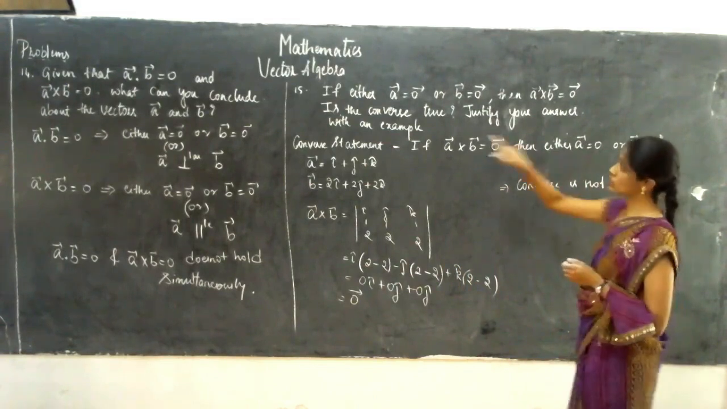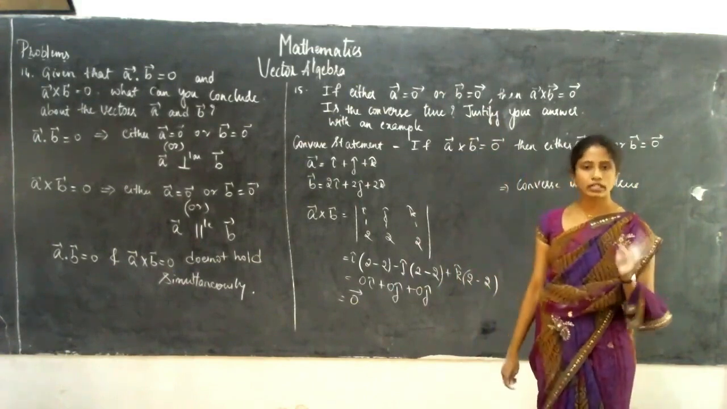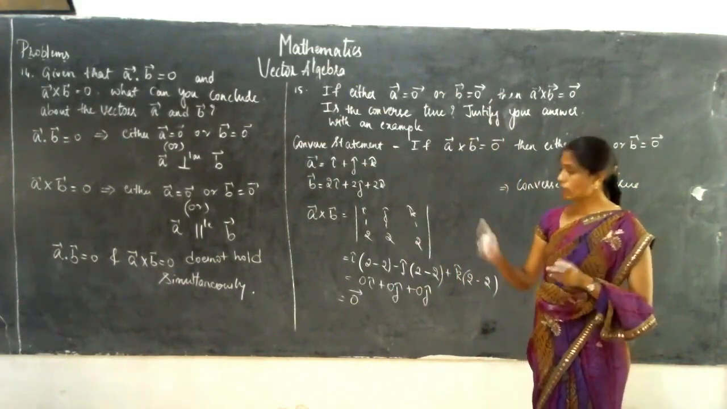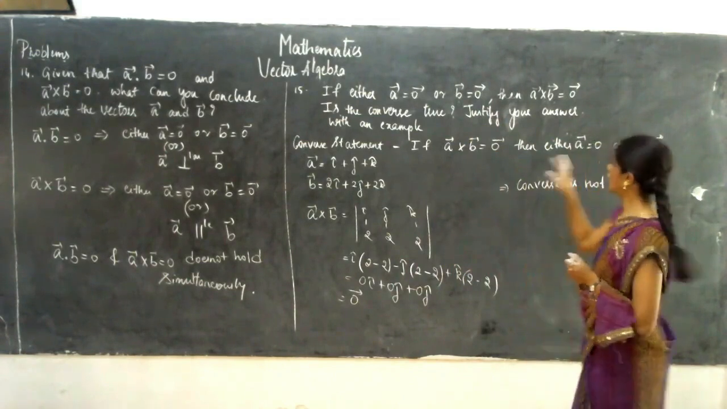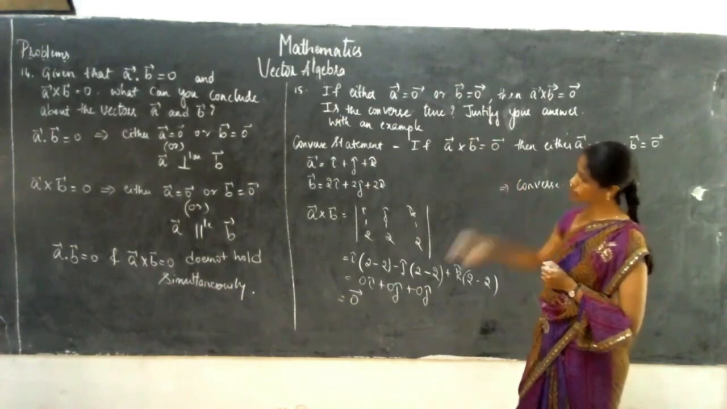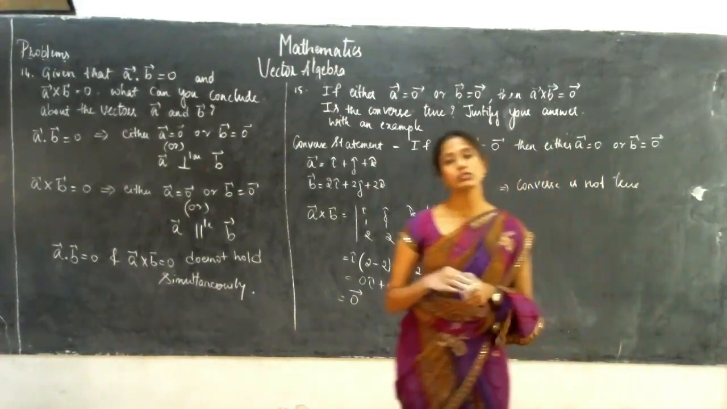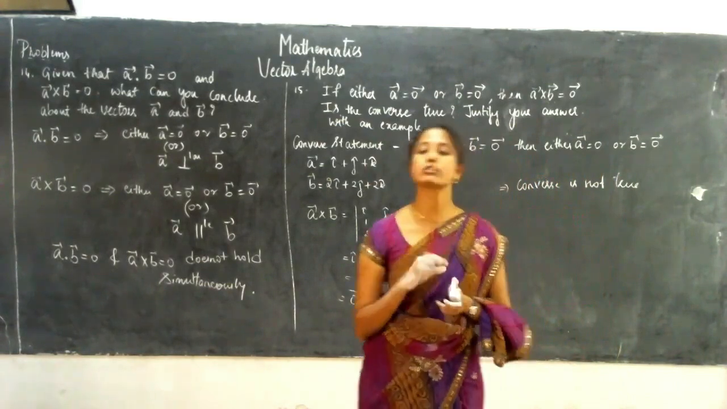Okay, but this may happen. If either one of the vectors is 0, definitely the cross product between those two vectors will be a 0 vector. But there is a possibility where the two vectors are non-zero vectors, but still we get a zero cross product. So this concludes the problem on vector product or cross product of the vectors.